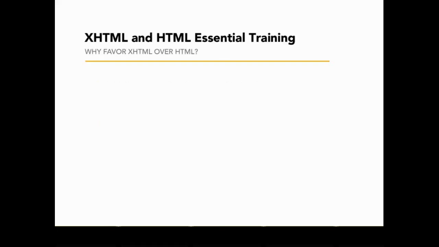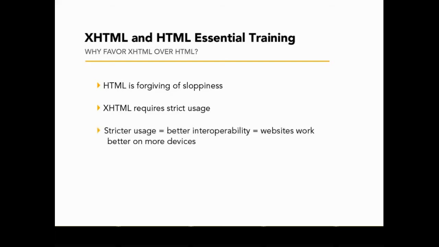Why should you use XHTML instead of HTML? HTML is very forgiving of inconsistent and even erroneous documents. XHTML requires that documents follow a specific and well-defined structure. Stricter rules means less variance among browsers and more consistent results. It means your web pages will behave more consistently on new devices, and it makes it easier for developers to create wonderful new applications that will ultimately enhance all of our lives.